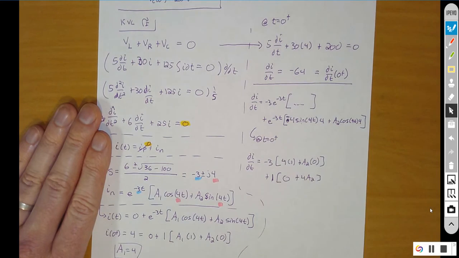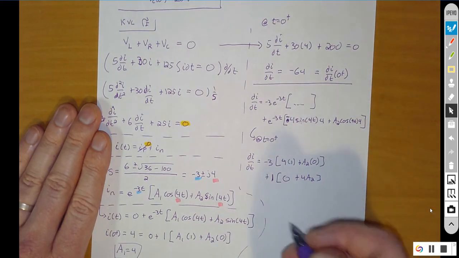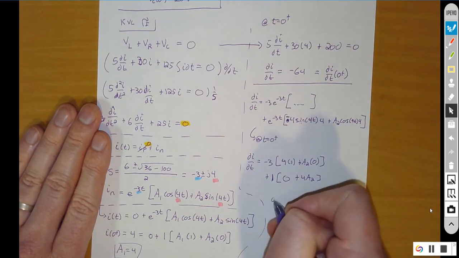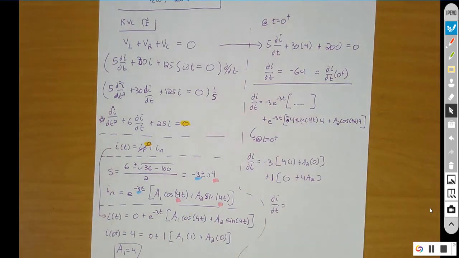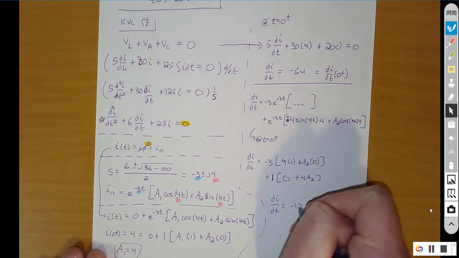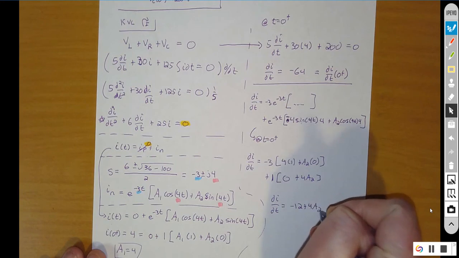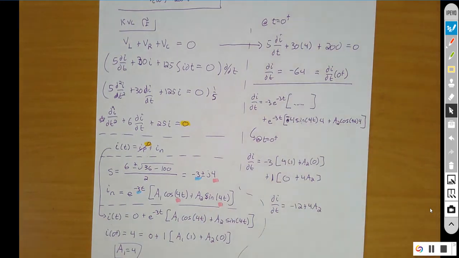So there's a little bit of work here, but if you get the overdamped or critically damped case, the derivative is a lot nicer. Okay, so one last step here. Let's get to our final form. We get di/dt is equal to negative 12 plus 4a2. So that's the derivative of this function.